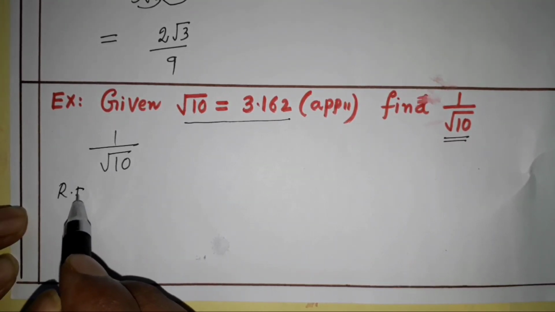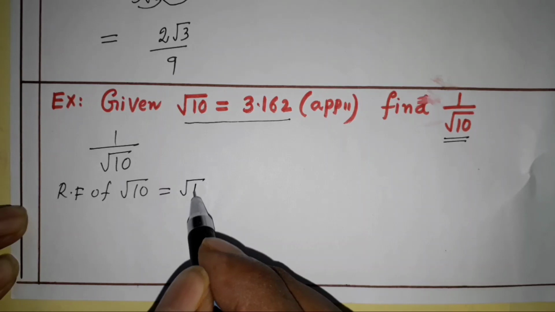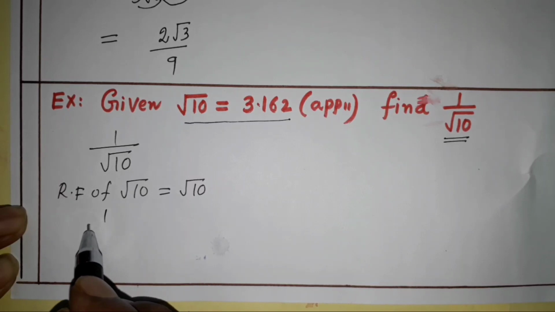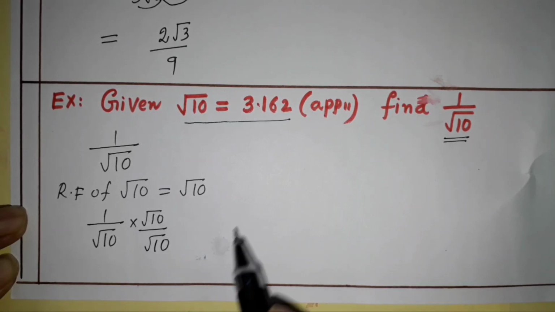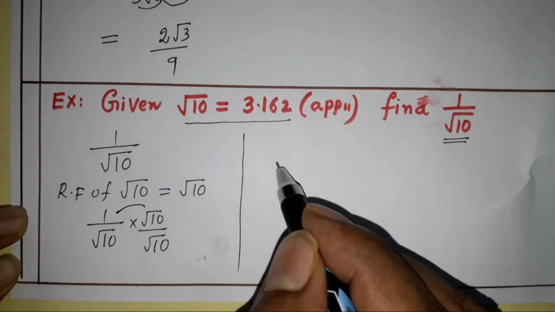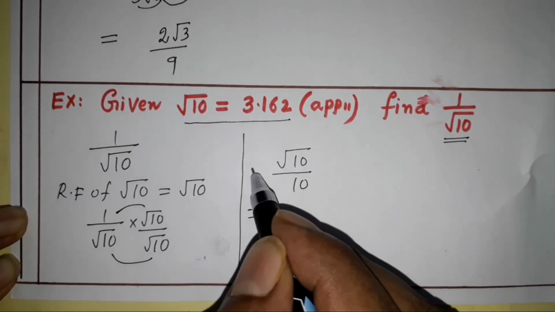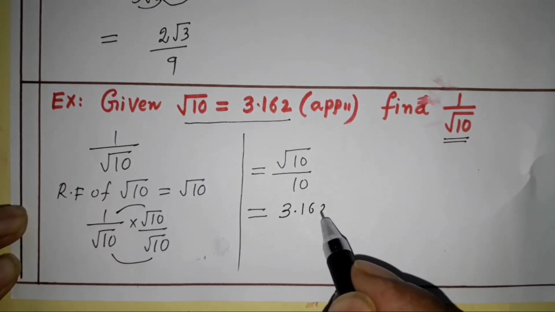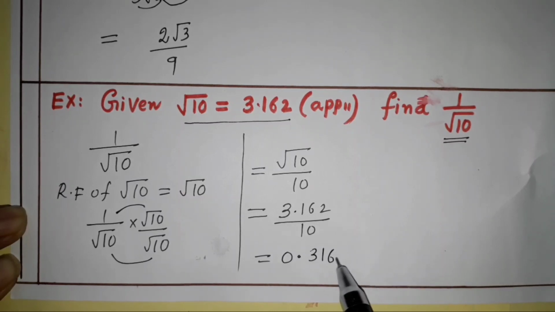What is the rationalizing factor of root 10? Root 10 is in its simplest form, so its rationalizing factor is root 10 only. So you multiply the numerator and denominator by root 10. That means 1 by root 10 into root 10 by root 10. Then 1 into root 10 by root 10 into root 10, which is 10. Now you can substitute the value of root 10. What is given? That is 3.162 by 10. Children, you know 3.162 by 10 is nothing but 0.3162.